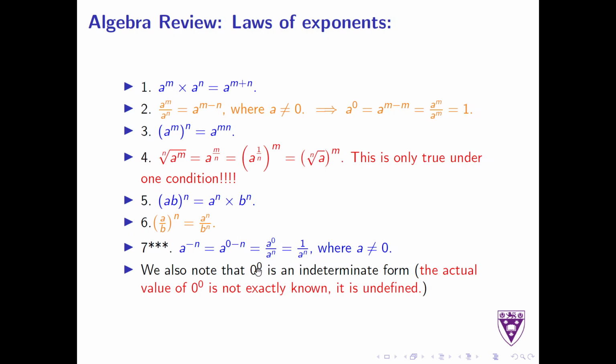As we have said, 0 over 0 is an indeterminate form, and if you have 0 to the exponent 0, that's also another indeterminate form. So the actual value for this is also not known, or we can just say it is undefined.